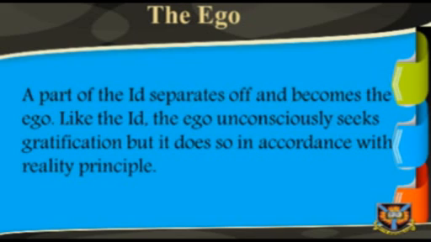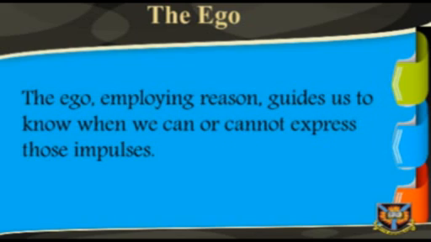The ego. A part of the id separates off and becomes the ego. Like the id, the ego unconsciously seeks gratification, but it does so in accordance with the reality principle, the knowledge we acquire through experience that it can be unacceptable to express our id impulses outright. The ego, employing reason, guides us to know whether we can or cannot express those impulses.